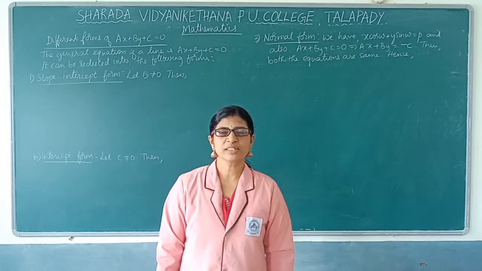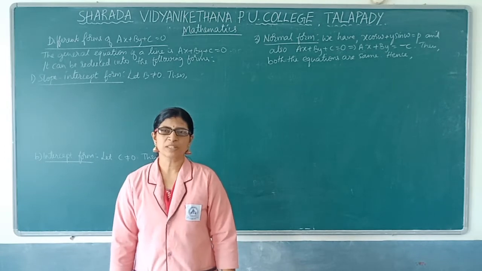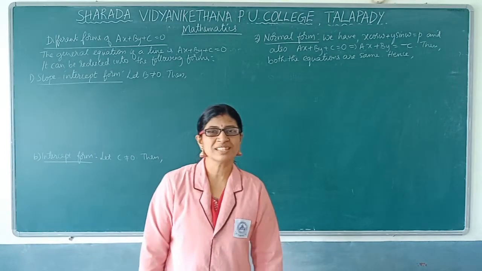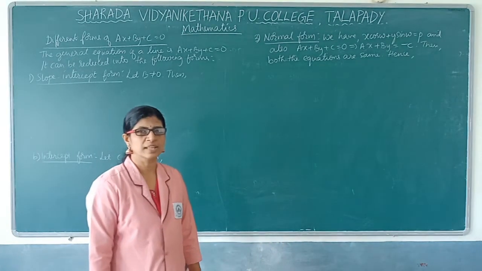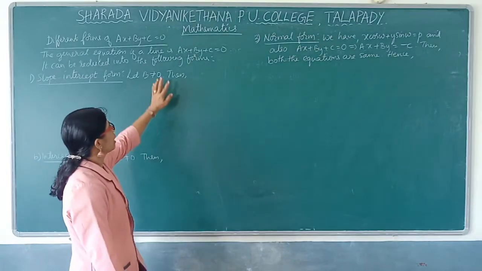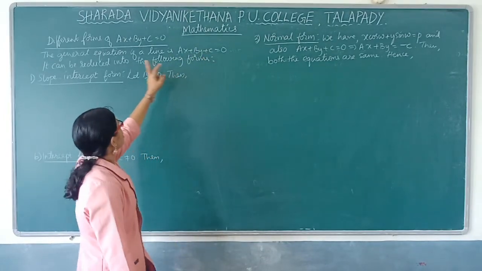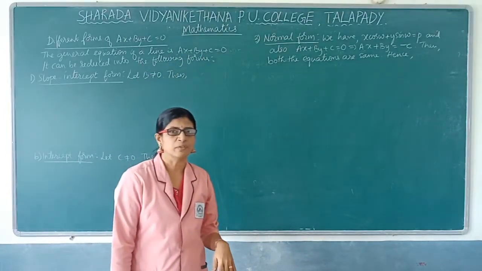Now we are going to discuss the various forms of a line of the form ax plus by plus c is equal to 0. This is called the general form of equation of a line. What is that? Ax plus by plus c is equal to 0. It is linear. The highest power of the variable is 1. So ax plus by plus c is equal to 0 is called the general equation of a line.